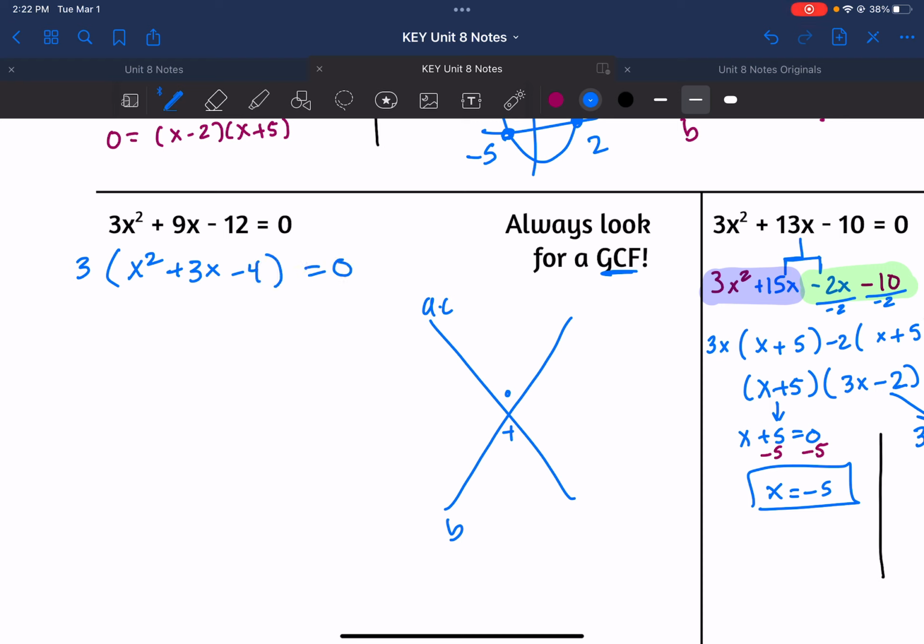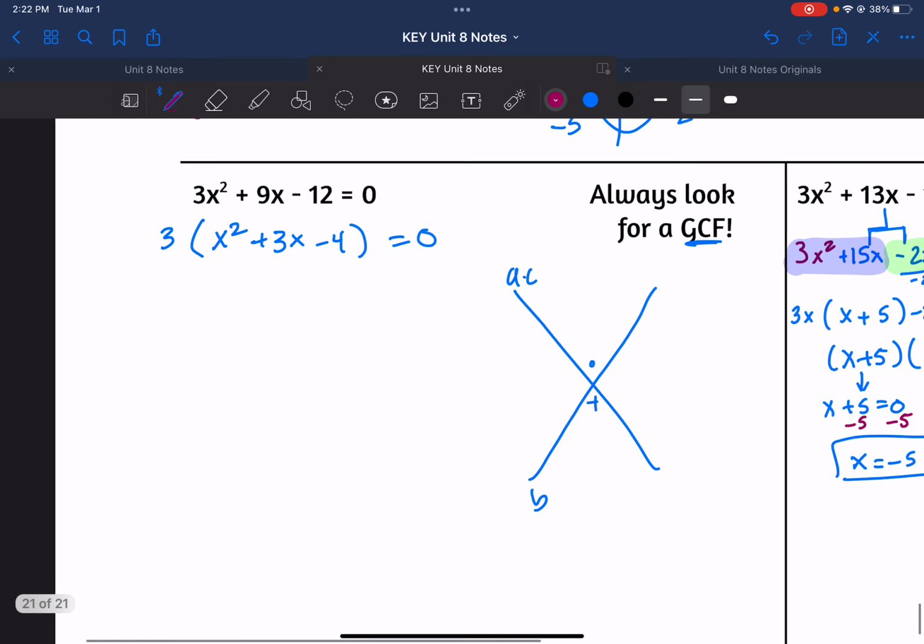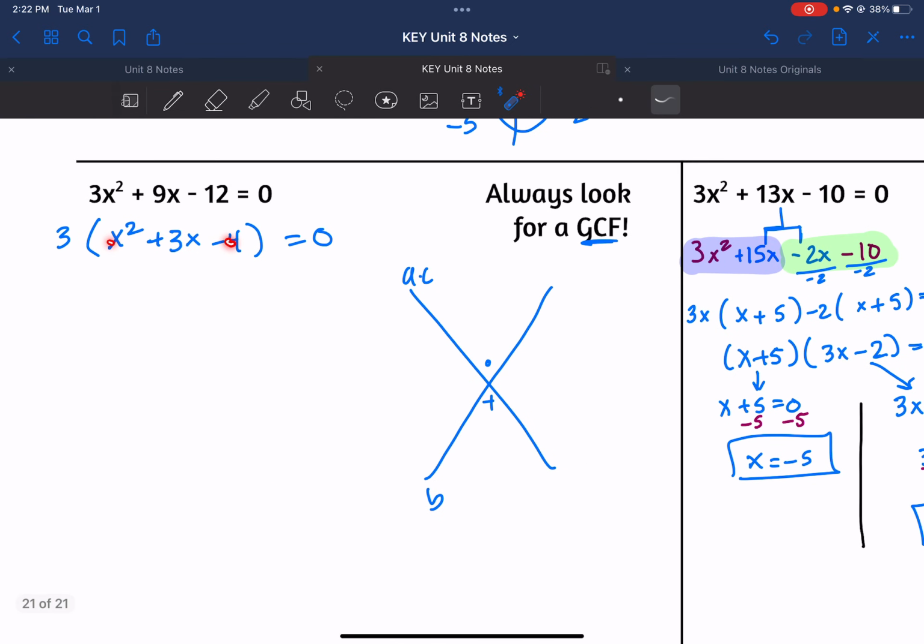Now, here's what I want to do. Let's just factor this center part right here. So A times C is still going to be negative 4, right? So we have negative 4 here, and we have positive 3 here.